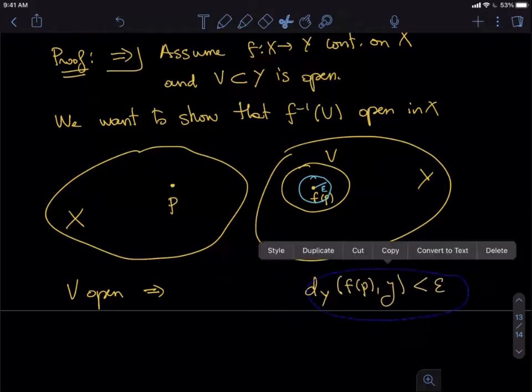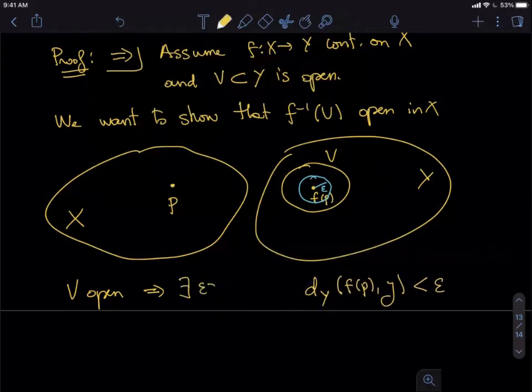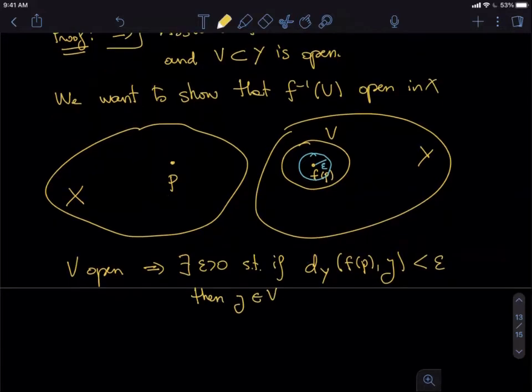Okay, so let's write it like this. There exists epsilon bigger than 0 such that if the distance between F of P and Y is less than epsilon, then Y is in V. Okay, this is equivalent to saying that the ball of radius epsilon around F of P is contained in V. Okay, it's the two ways of saying the same.